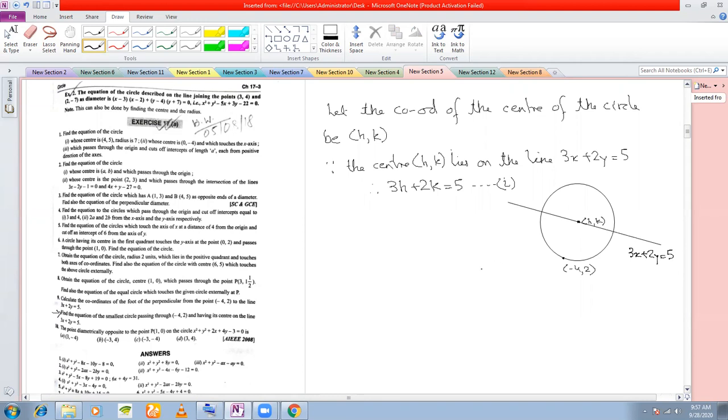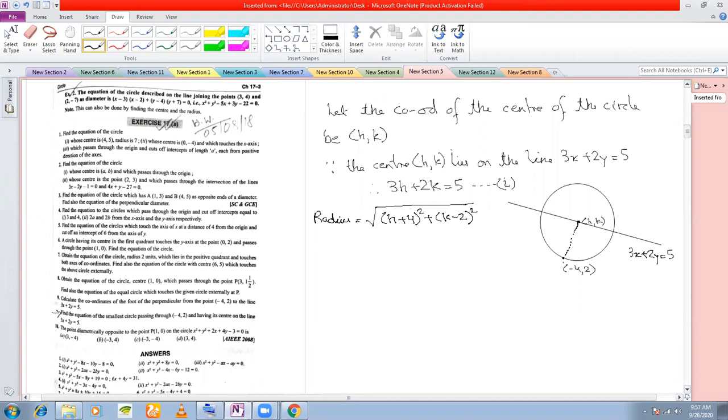What is that equation? What is the radius squared here? This is the radius, right? Radius is the distance between these 2 points, right? So what is the radius here? Root over of (h + 4) whole square plus (k - 2) whole square. This is the radius.